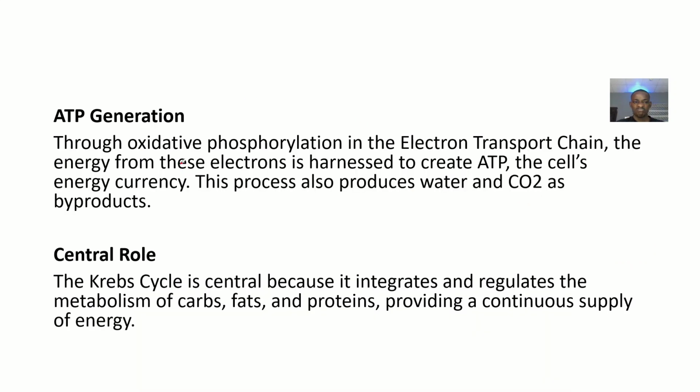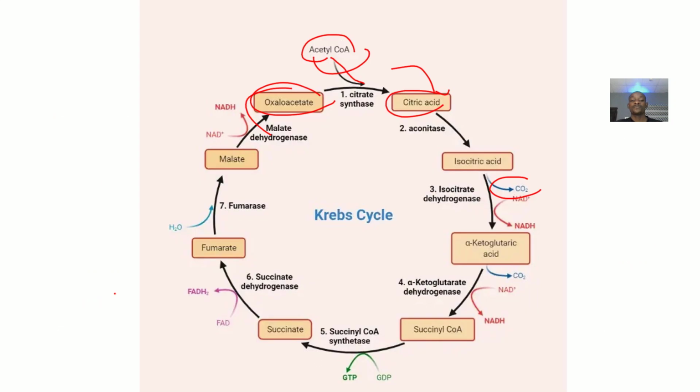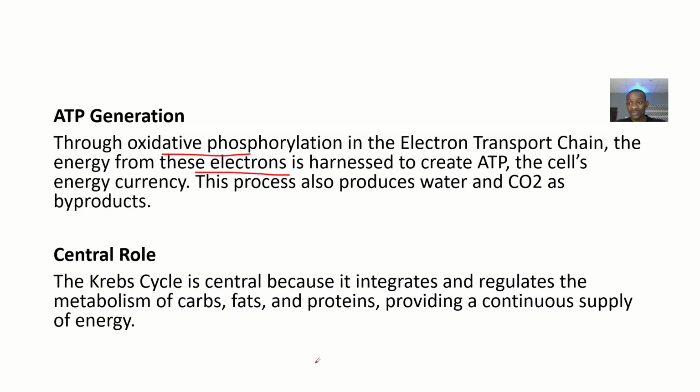So ATP generation. Through oxidative phosphorylation and the electron transport chain, the energy from these molecules is then harnessed to create ATP. They're just basically talking about these things. They are basically important in the electron transport chain where they donate electrons. Okay. So we are just trying to add more flesh on the bones, so that the examiner will know that okay, these students are actually good. So this process also produces water and CO2 as byproducts.